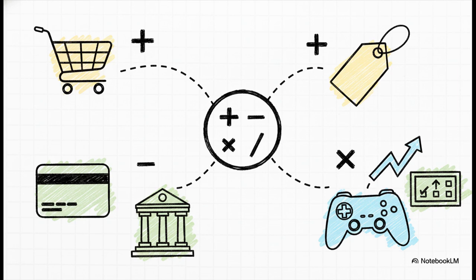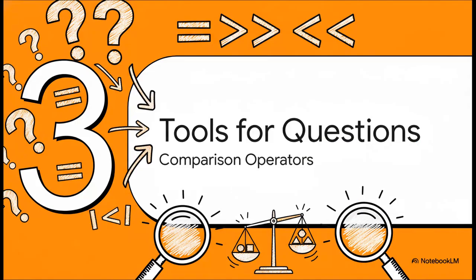And don't for a second think these are just for homework problems. Every single time you see a price calculated on a shopping site, or a score update in a game you're playing, or even your bank balance changing, it's these simple arithmetic operators doing all of that heavy lifting behind the scenes. All right, let's move on to the next tray in our toolbox.